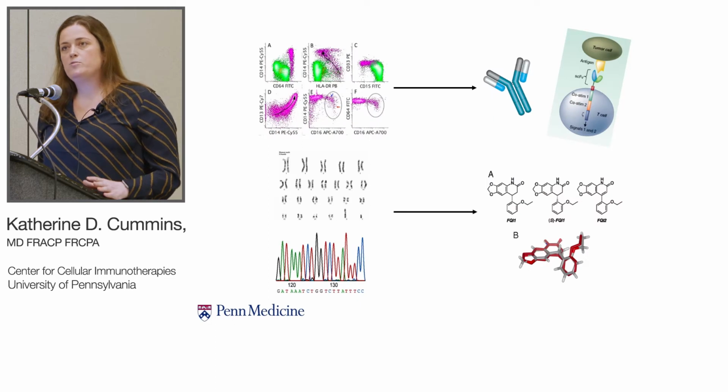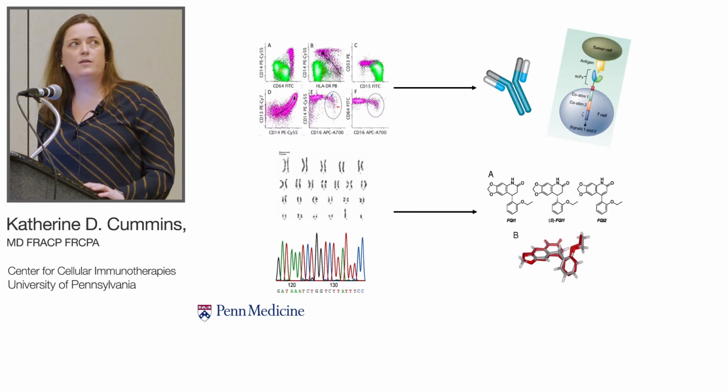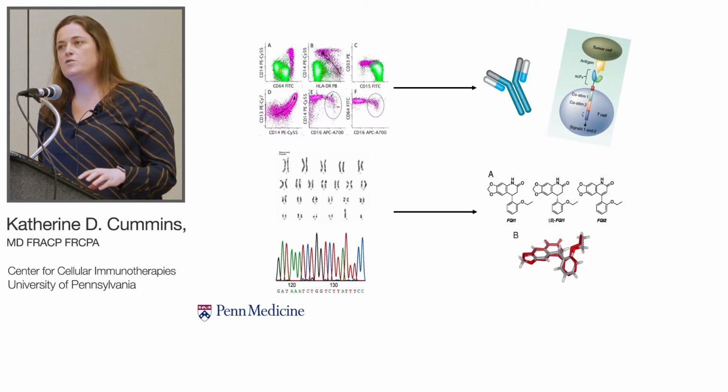Traditionally, flow cytometry will give you information about the immune phenotype of the cell, which might gear you towards a particular immune-based, or in my case, cell therapy-based therapy, whereas cytogenetics or other genetic molecular information will gear you perhaps towards a more targeted therapy.